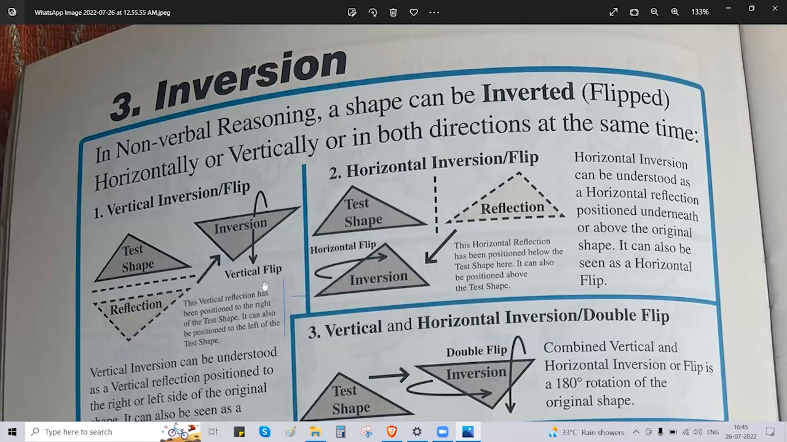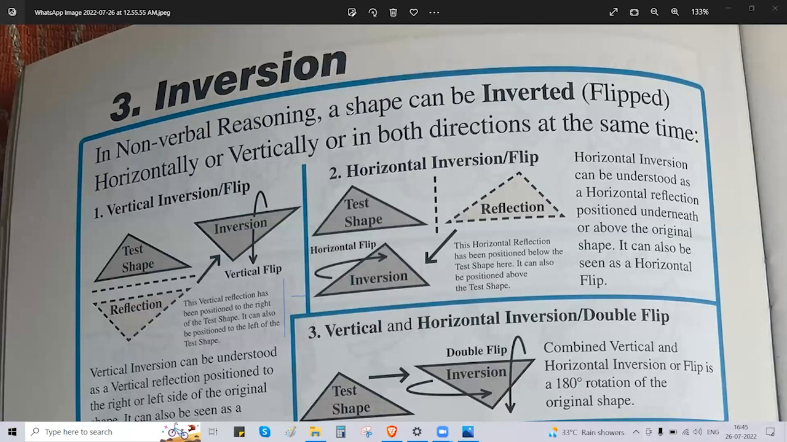We can find it because if you're flipping it downwards or upwards, you can find that it's a vertical flip. But if it's flipping right or left, then you would know that it's not a vertical flip and that it's a horizontal flip.